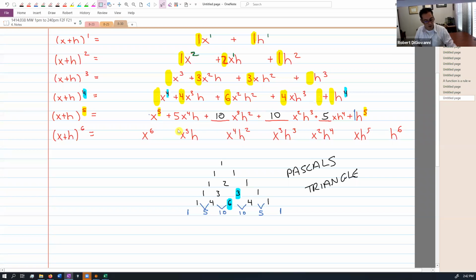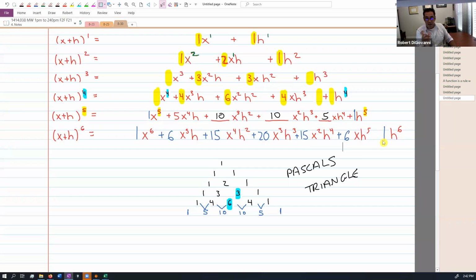And then the numbers just come from this: the two ends are always 1. And then I take these two numbers, 1 and 5 together, give me 6. The 5 and 10 go together to give me 15. The 10 and 10 go together to give me 20. The 10 and 5 go together to give me 15. And the 5 and 1 go together to give me 6. And then I have a 1 at the end.